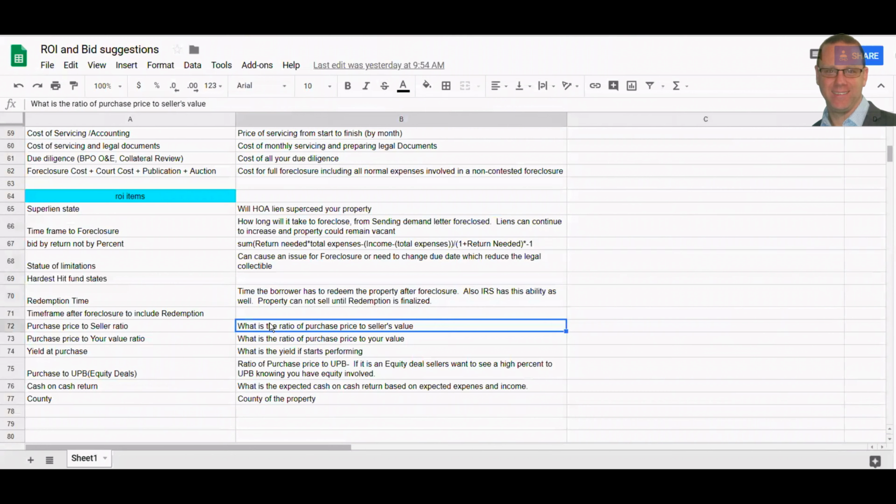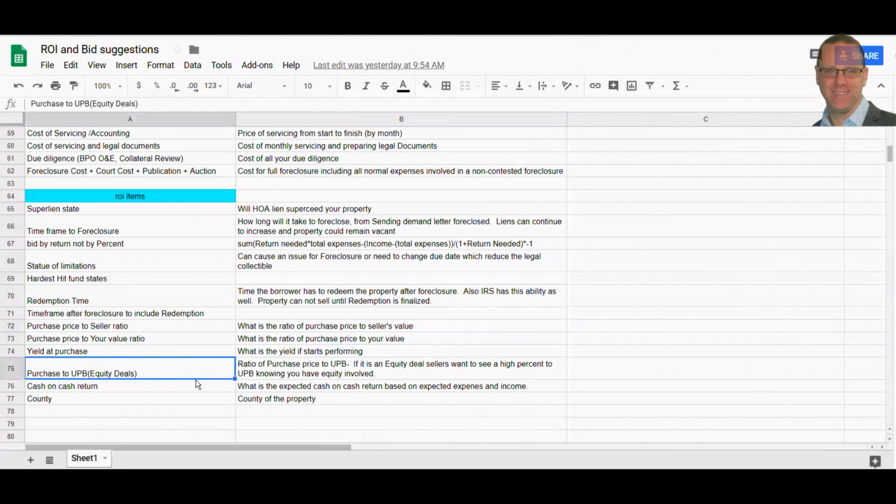So purchase price to seller's ratio, we have it that what is the ratio to seller's value? So just again, this is just an idea to look at. I still focus on bid by return, not on the percent. But this is kind of, hey, what am I bidding at percentage of? Say you're bidding at 2% of the seller's value. More than likely, the sellers will say no, but it's just kind of a guideline.